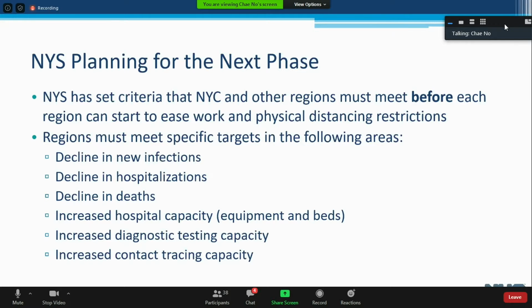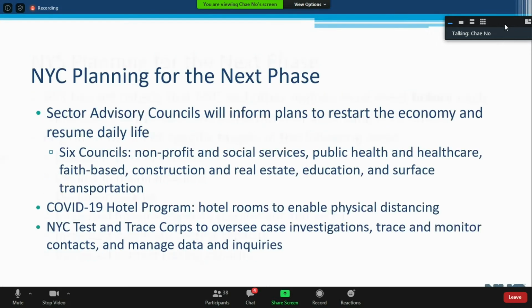So to reopen, reopening is a very complicated question. And the state has set various criteria that New York City and other regions must meet before each region can start to ease work and physical distancing restrictions. And they're in the following areas: decline in new infections, decline in hospitalizations, decline in deaths, increased hospital capacity, equipment, beds, increased diagnostic testing capacity, and increased contact tracing capacity.